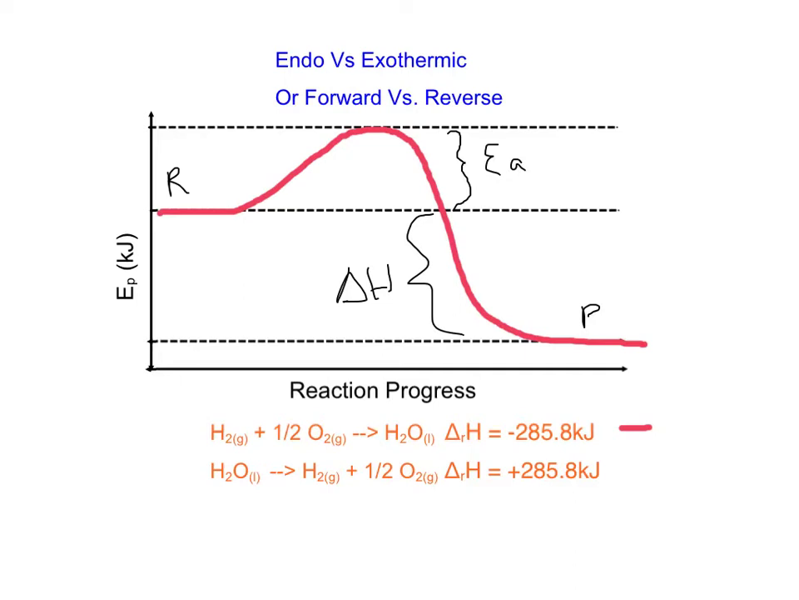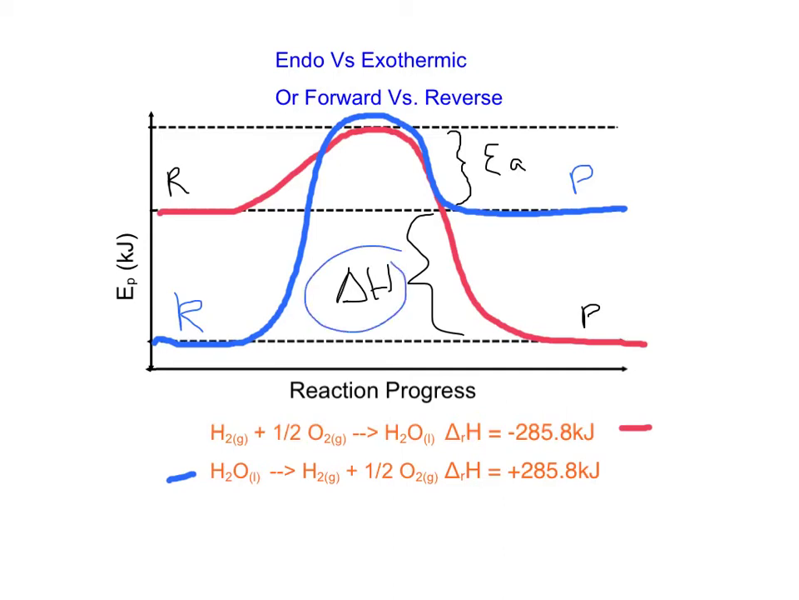Now, if I want to represent the reverse reaction, so the decomposition of liquid water, this is an endothermic process, meaning that my enthalpy change is positive. So what we would do is we would start with our reactant, so liquid water here, and we go up to our transition state and down to our product. Okay, so here, again, are my reactants and my products, and my enthalpy change is still the same. However, it's positive now, so we're going up towards my products.